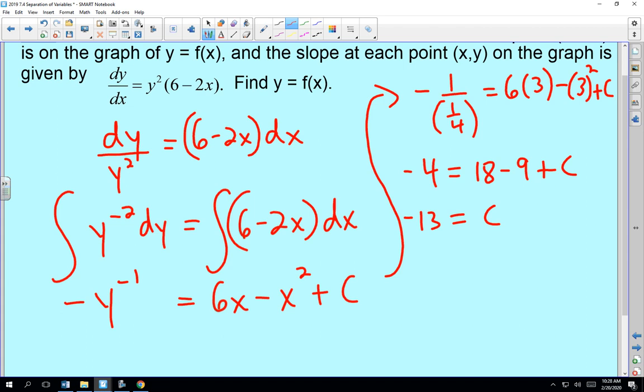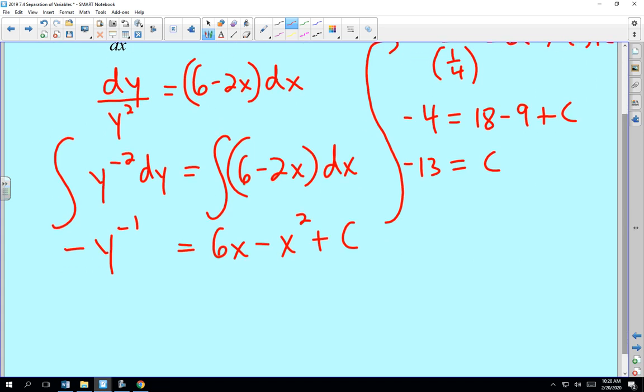Okay. So this is just the way I do it. I just like to plug in right away, where I have the chance to make some kind of sign error or something. You could solve for y and plug in later. So here we got negative 1 over y equals 6x minus x squared minus 13. And then we've got to solve that for y.